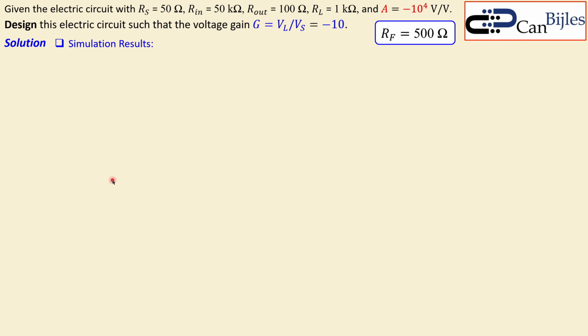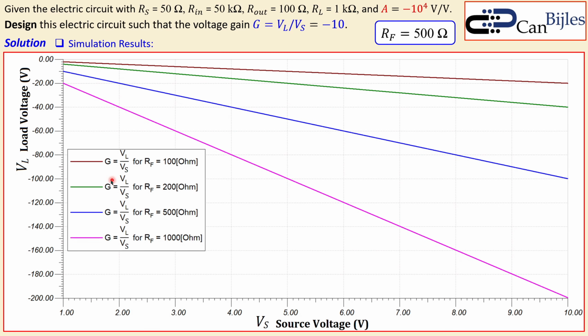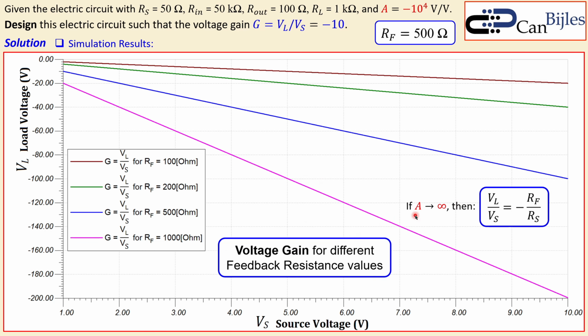Okay, we can also make another simulation. This is also very handy to see. We can say, okay, what is now the gain if I change the feedback resistor? Because of course we wanted the minus 10, but is it really the case that I have VL over VS? Now this is the expression. If A goes to infinity, then I have this expression. Now we have several values for RF and also sweeping the source voltage again from 1 to 10 volts. Now let's see the blue line again. This blue line is our situation where we have the RF 500. But if I go to, for example, 200, I see this green line, 200.